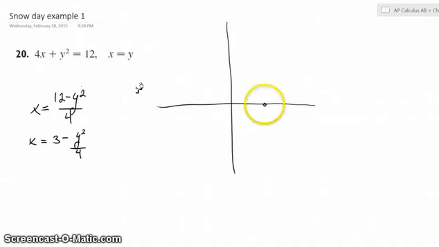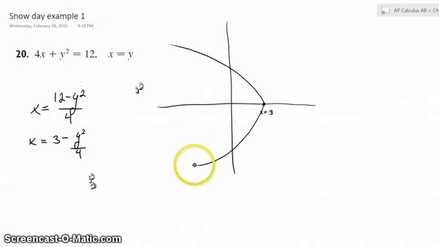We know that it's going to start at x equals 3, and because of the negative sign in front of the y squared, we know that it's going to be facing towards the left. So it's going to open up like this. And then our other function is pretty easy. It's just a diagonal line, x equals y. So it looks like we have two intersection points that are going to help us define the region enclosed.